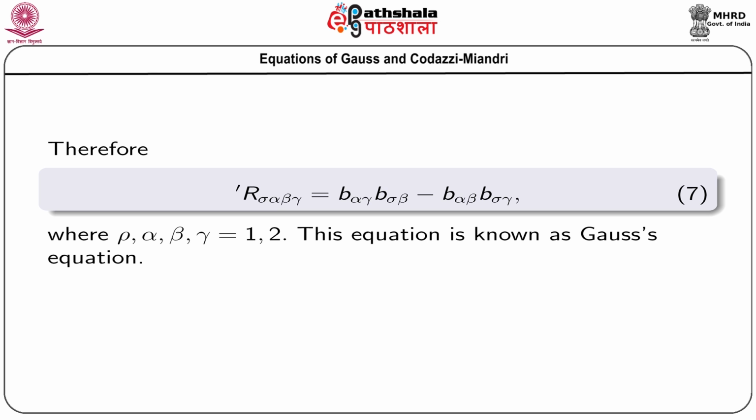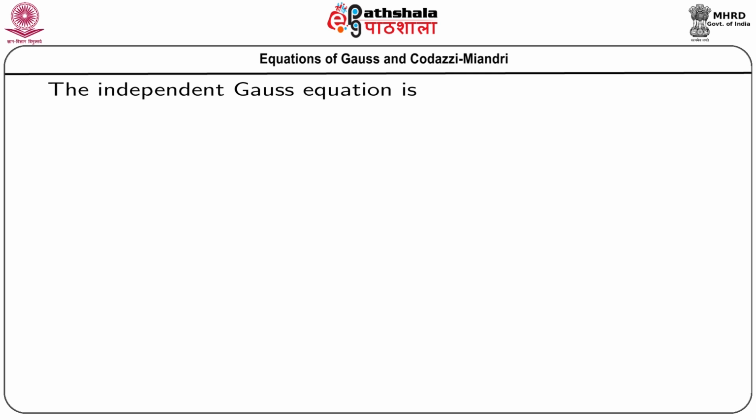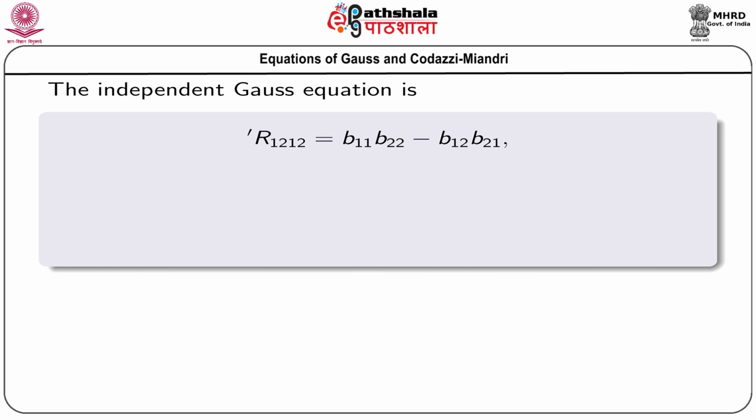where sigma, alpha, beta, gamma are running from 1 and 2. This equation is known as the Gauss equation. And the independent Gauss equation is r dash 1 2 1 2 equals B 1 1 B 2 2 minus B 1 2 B 2 1. Now, as B 1 2 equals B 2 1, we get r dash 1 2 1 2 equals B 1 1 B 2 2 minus B 1 2 square.